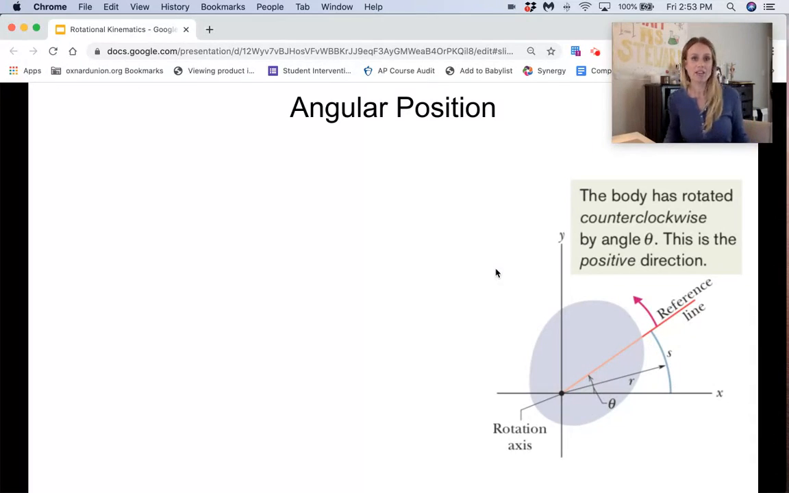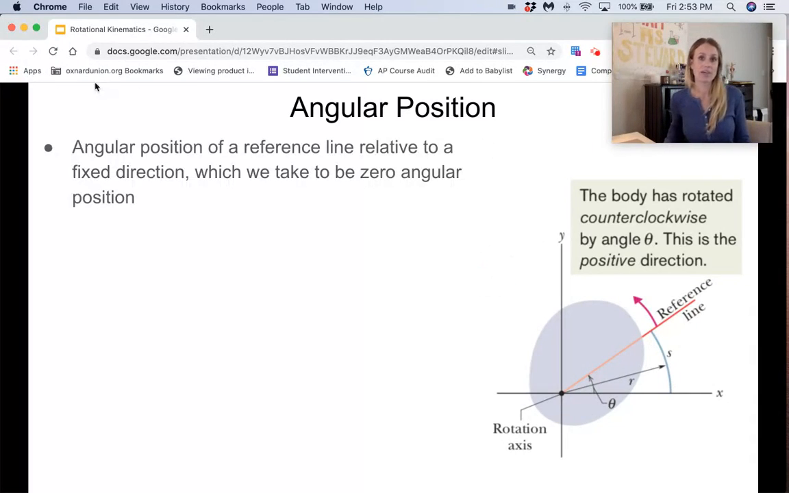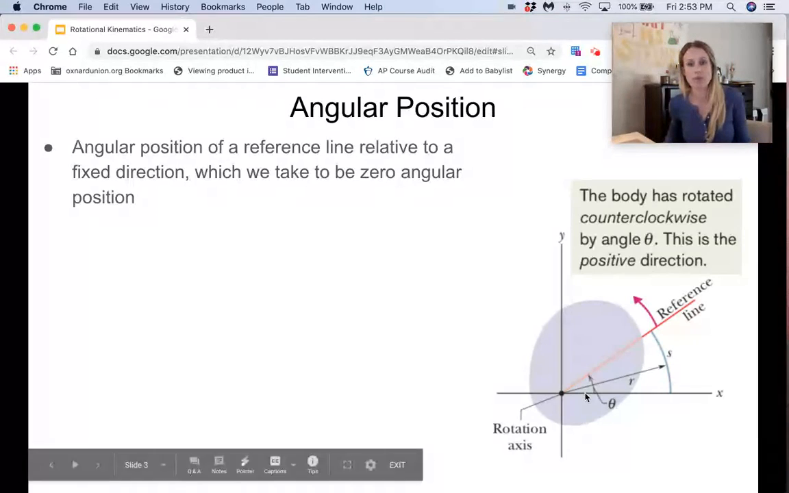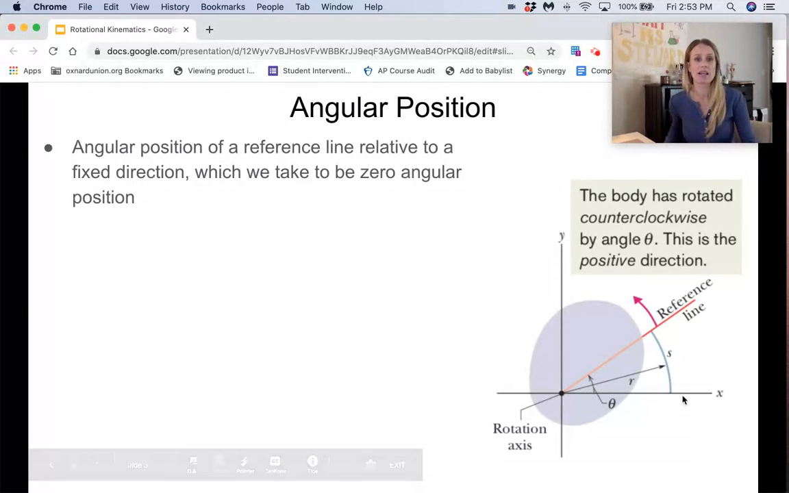So angular position is relative to a fixed direction. We take zero angular position at whatever position we start at time t equals 0. Usually we'll be measuring from, say, the positive x-axis or something like that. So they'll tell you where you're at time t equals 0, just like they do when we're talking about starting a stopwatch and you're at the origin or something like that.